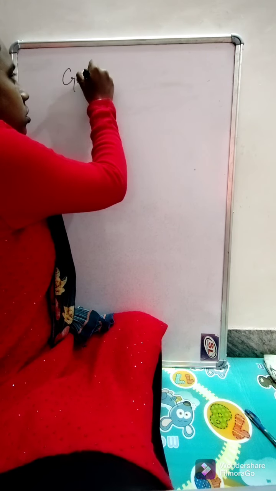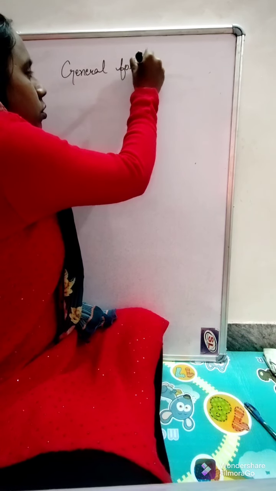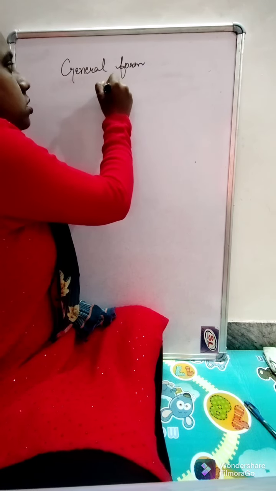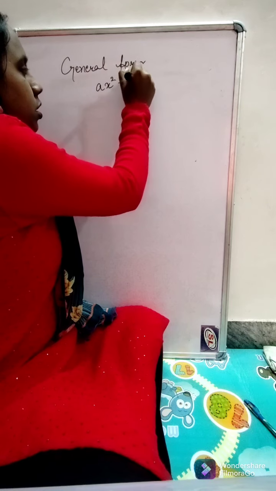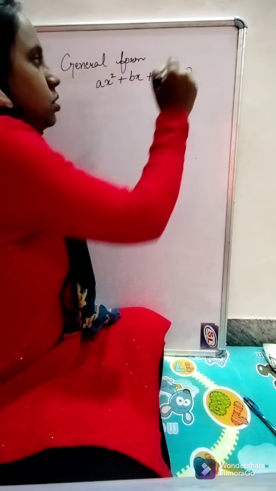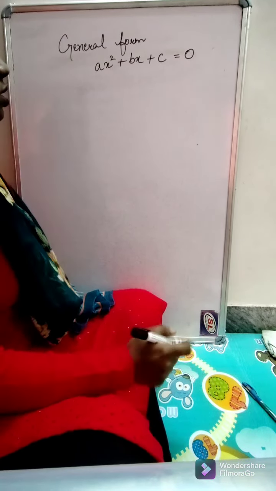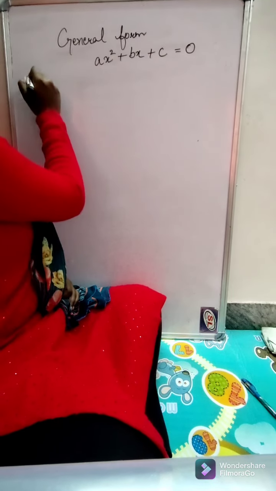General form of quadratic equation is ax square plus bx plus c is equal to 0. Now here let us discuss an example of a quadratic equation.